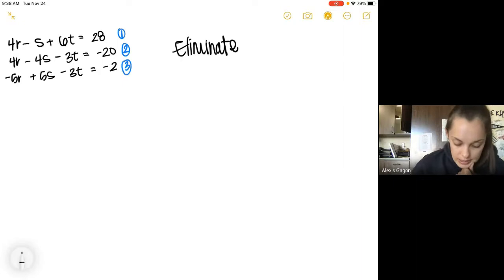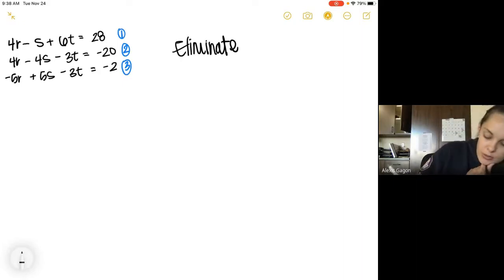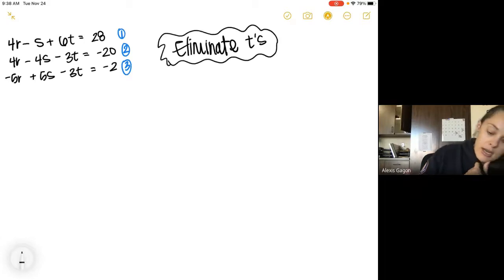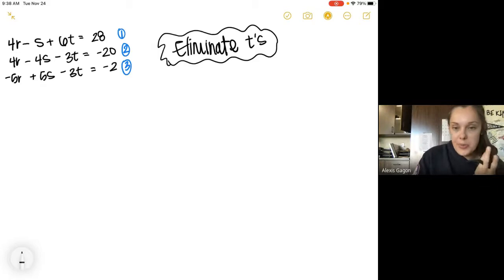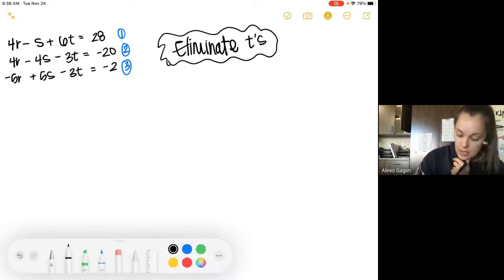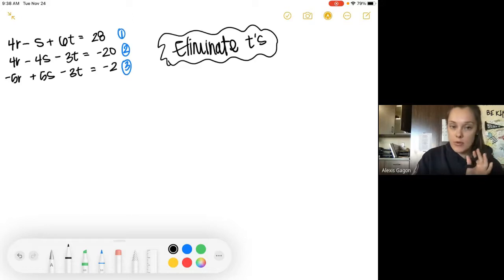So looking at these, I think I'm going to choose to eliminate the t's, mostly because the 3t's are going to be pretty easy to cancel out, and 3 goes into 6, so that's also going to be easy for us to do. Okay. Are there any questions so far? I know we haven't really started this, but please interrupt me if you have questions going through this.